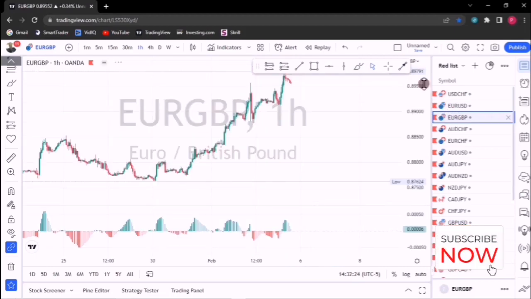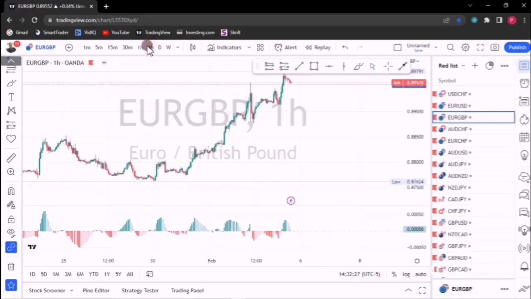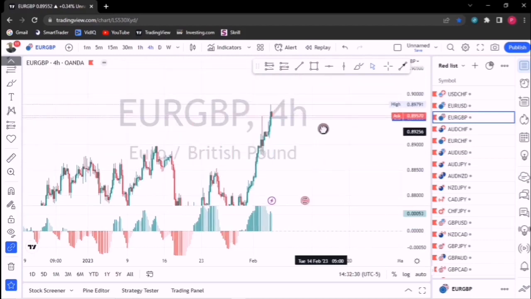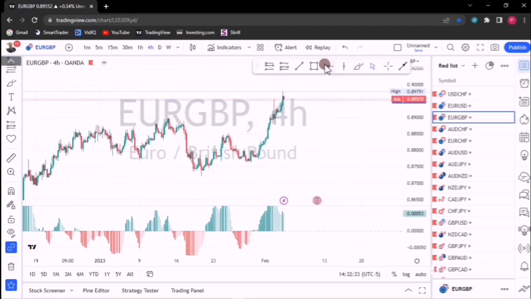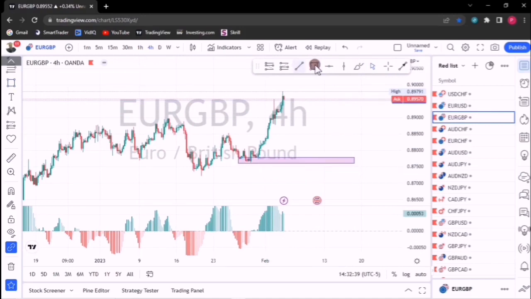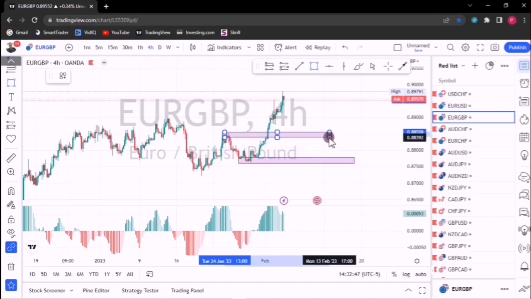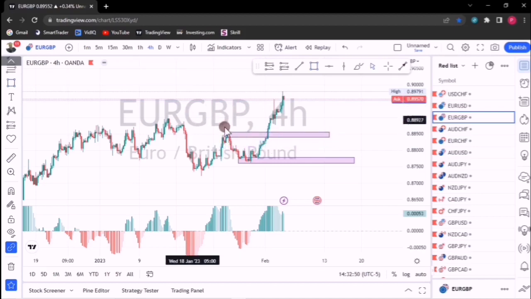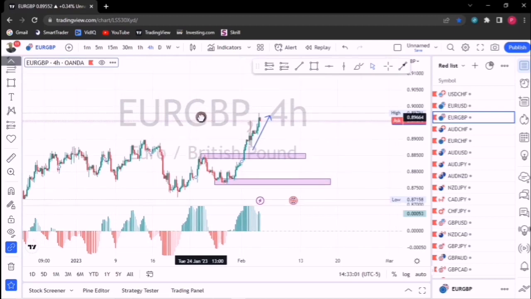So Euro GBP, let's see, starting from the 4-hour time frame. Very easy. I mark the lowest point, that's my key level, and then I mark the highest previous point. I don't use the point where price is currently at. I use this point. What I can see here, price made it through this key level and clearly it pushed up, and then what I can expect is to move into a buy trade or find a buy entry.